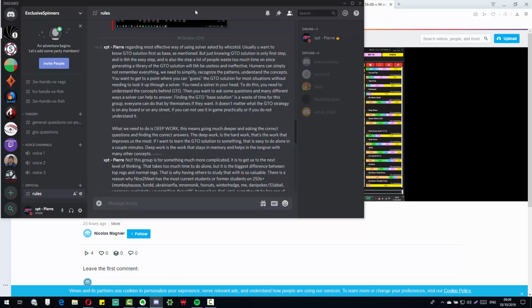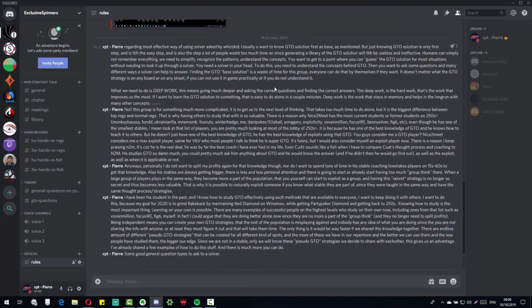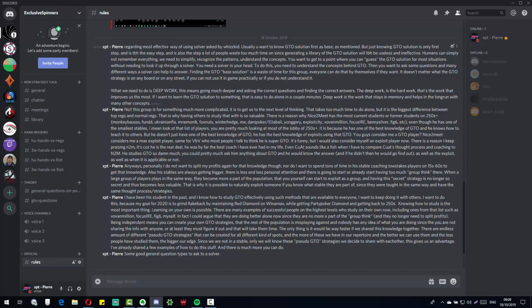So let's go through what I wrote about GTO basically, because I wrote something for you guys. Regarding the most effective way of using a solver, as asked by Qiskit, usually you want to know the GTO solution first as a base, as mentioned. That's what inserting GTO can be good for. For example, you could still use PIO solver and Simple Postflop. To be honest, if you just go through spots individually, you're going to end up having a solver in your head, and that's way more important than just copying GTO.